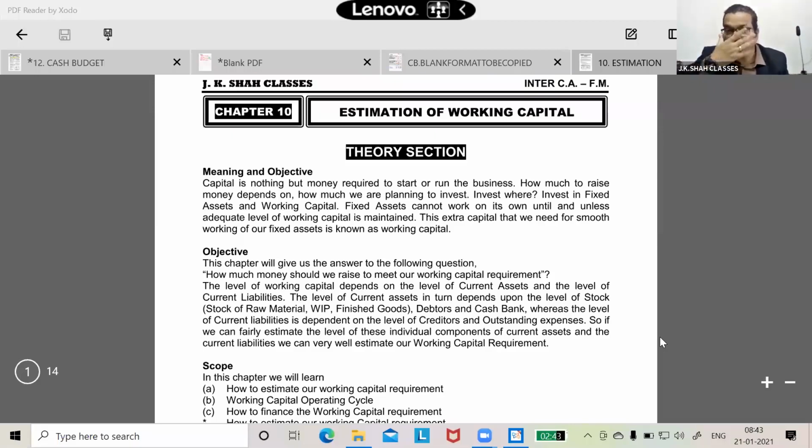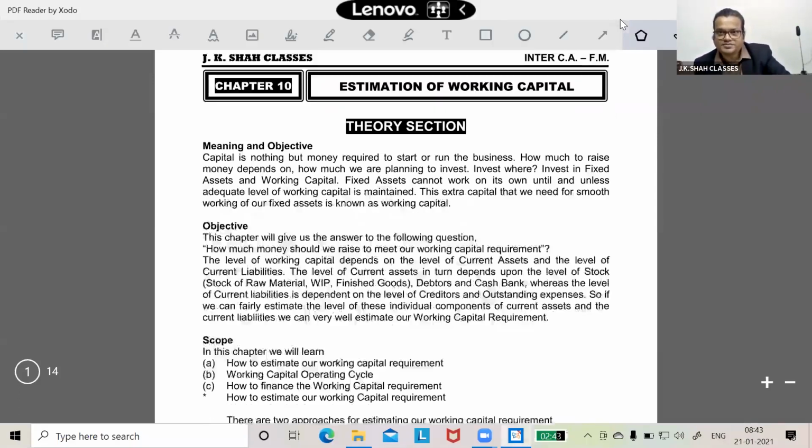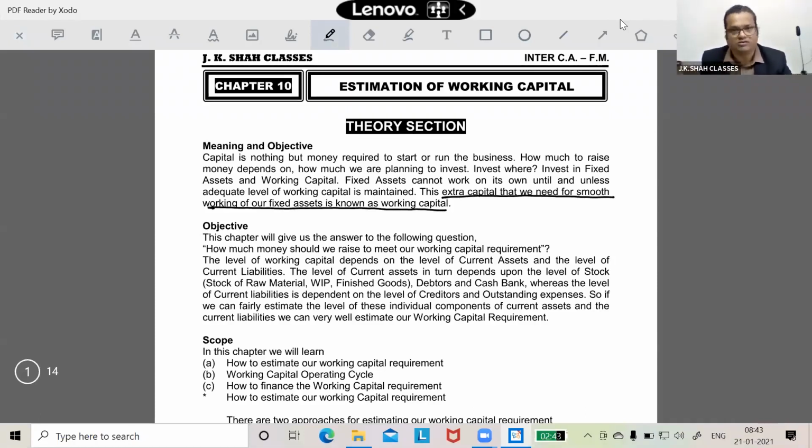See, what we discussed: working capital is what? Funds required for day-to-day business activity. I'm not going to teach this topic fully right now; I'll just extract what is necessary for me. The extra capital that we need for smooth working of our fixed assets is known as working capital. Funds required for smooth running of our day-to-day business activity.